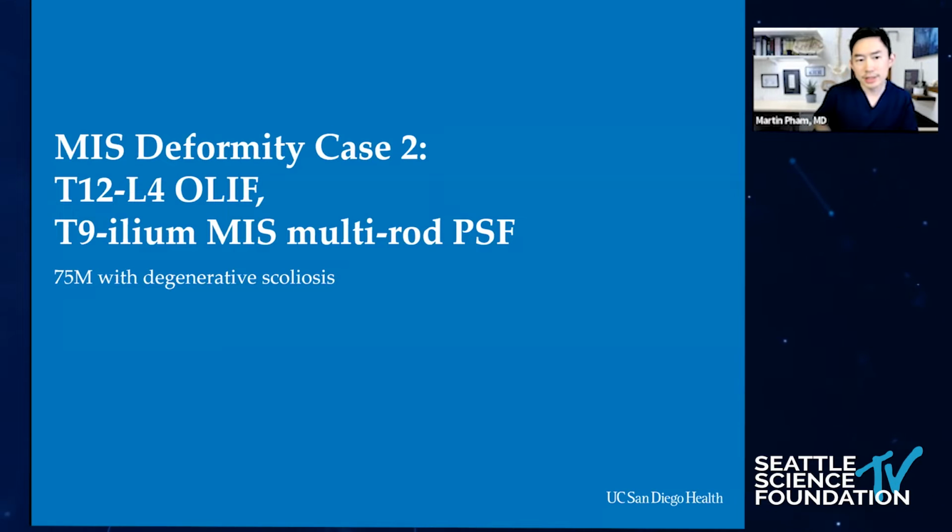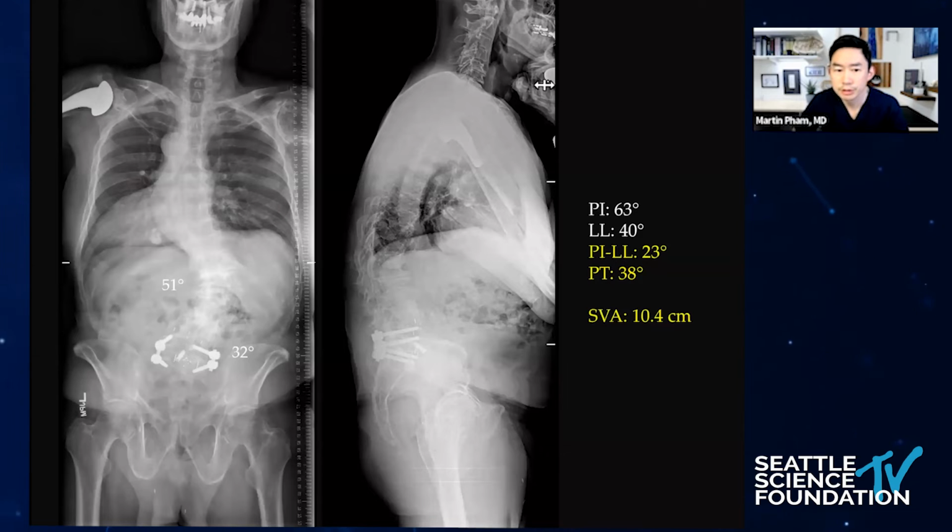Now, the last two complex cases are going to be minimally invasive deformity cases, right? Again, another area where robotics really shines. And in this particular case, it's going to be a T12 to L4 OLIF with a T9 to ilium, minimally invasive, multi-rod posterior spinal fixation and fusion. So I have a gentleman coming in, degenerative scoliosis with sagittal imbalance. He's 75, turning 76, right?